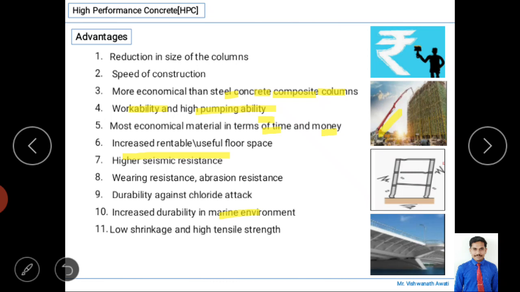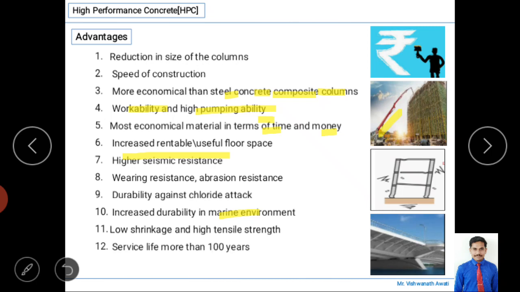Low shrinkage and high tensile strength. Low shrinkage is one of the strength parameters. It has low shrinkage, which means fewer damages. Low shrinkage means good durability, as well as high tensile strength. We know tensile strength is comparatively low for concrete, but if you take the composite of reinforcement and concrete, compared with normal concrete, it has a high tensile strength.